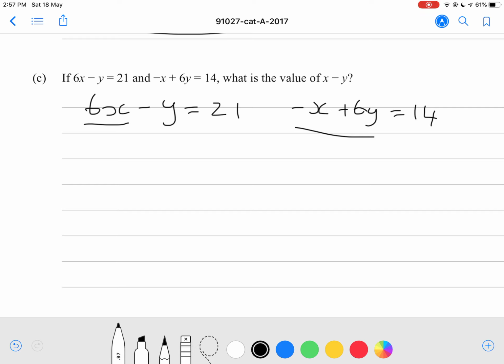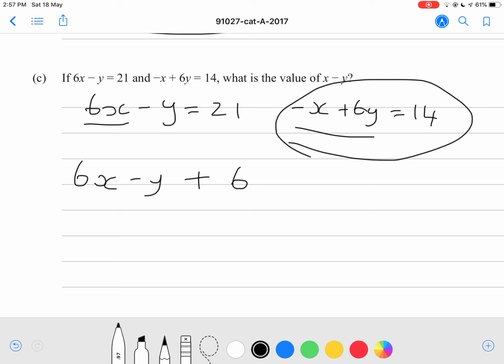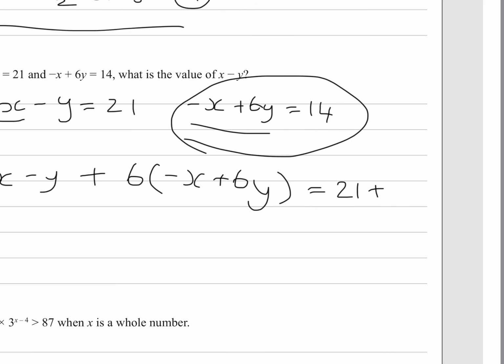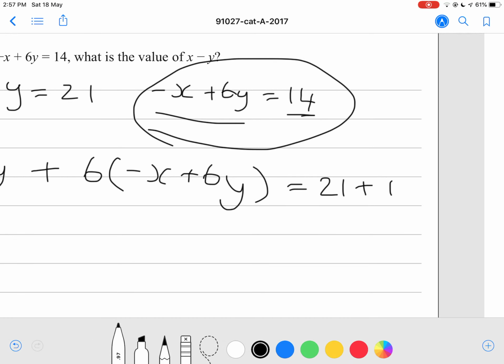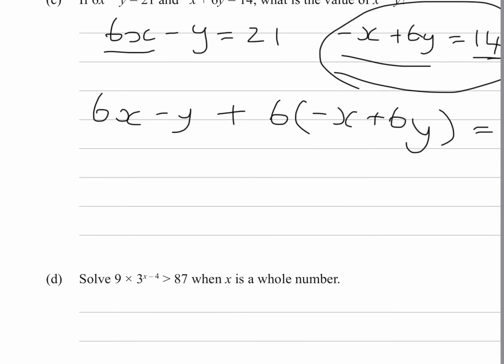So therefore, we can say that 6x minus y plus 6 times this equation. So plus 6 times -x plus 6y, and that equals 21 plus this 14 times 6. So 14 times 6. Okay, so then we can just open these brackets up.